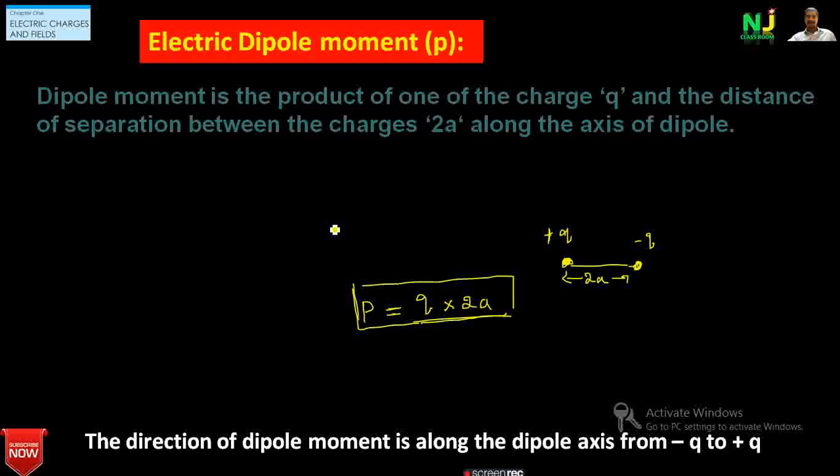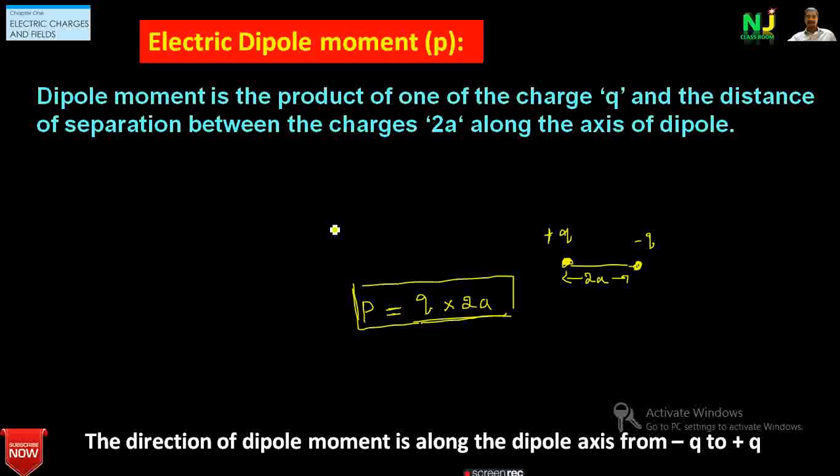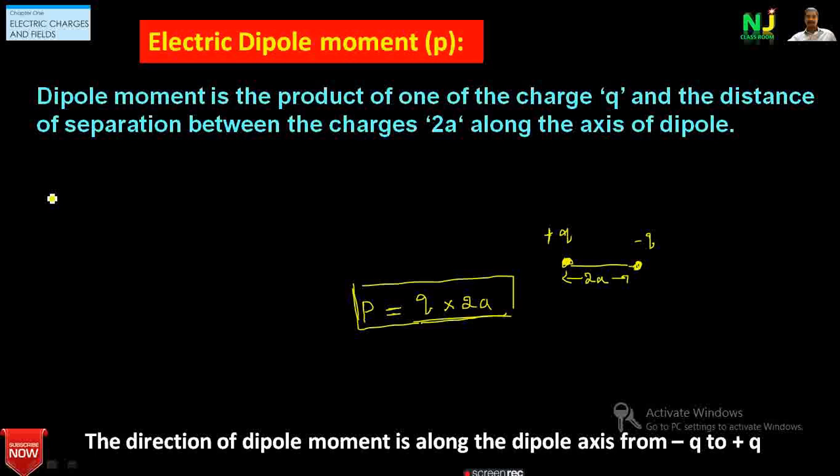So the dipole moment of an electric dipole is the product of one of the charges q and the distance of separation between the charges 2a along the axis of the dipole. Let us go for the first important thing. Already we know what the dipole moment is. So the very important thing is, dipole moment is a vector quantity.